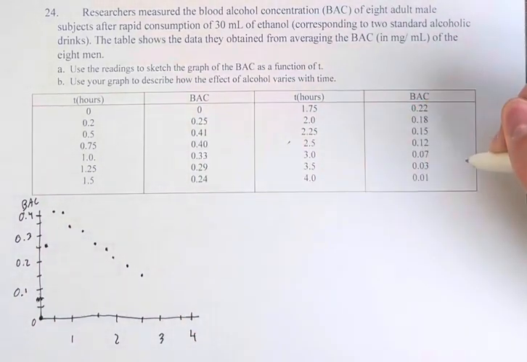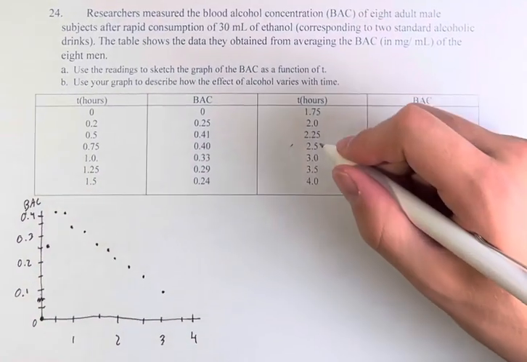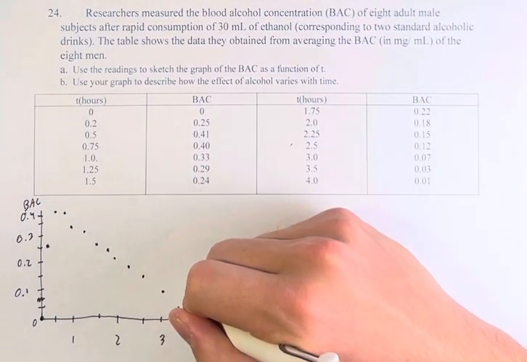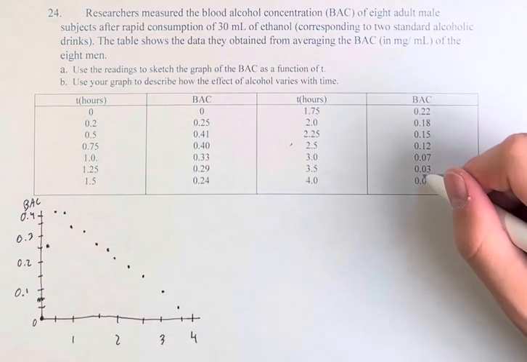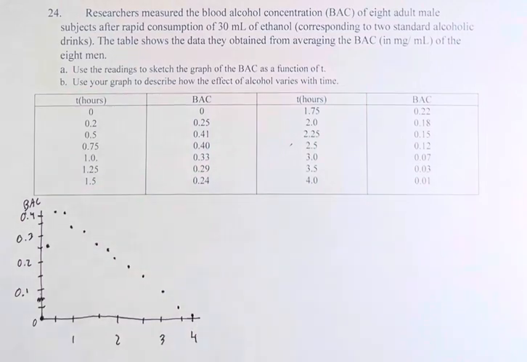At 3 hours, we're at 0.07, way down there. At 3.5 hours, we are at 0.03. And at 4 hours, the end of the survey, we are at 0.01, almost all the way back down to 0.